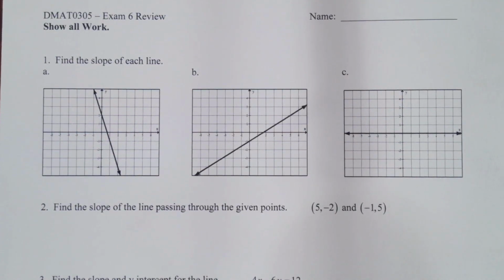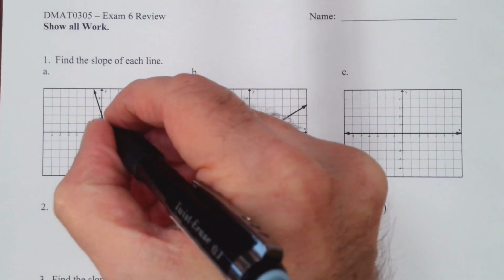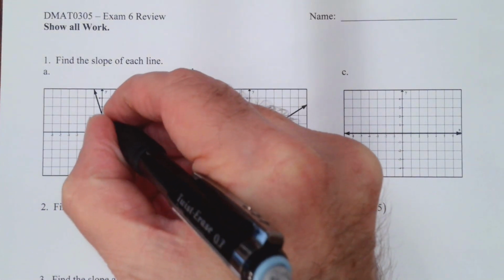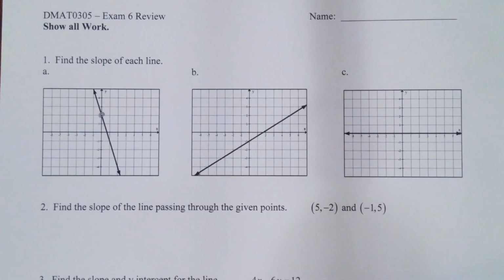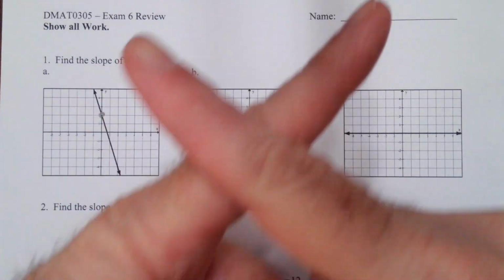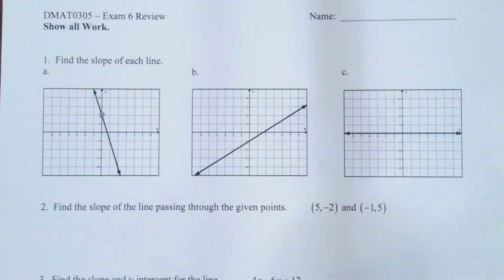Okay, in this video I'm going to go over the Exam 6 review. So number one, we're looking for the slope given the graph of a line. First of all, we want to find some nice points. Like you can see, the point 0,2 is right where the lines cross. That's what we're looking for.